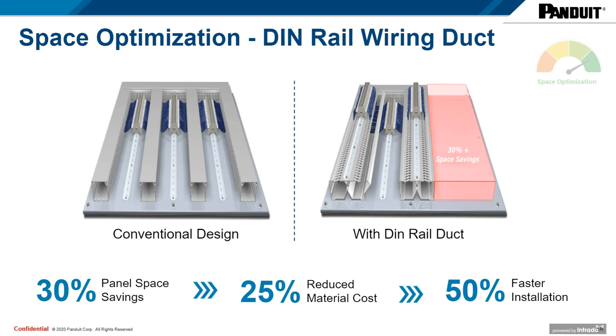The achieved savings utilizing DIN rail duct can be up to 30% in panel space savings, up to 25% in reduced material cost by reducing the cost of using a smaller enclosure, and up to 50% faster installation than conventional methods. By raising the DIN rail components up off the back plane, it provides better access to the components, which makes wire termination and labeling easier for improved assembly and troubleshooting.